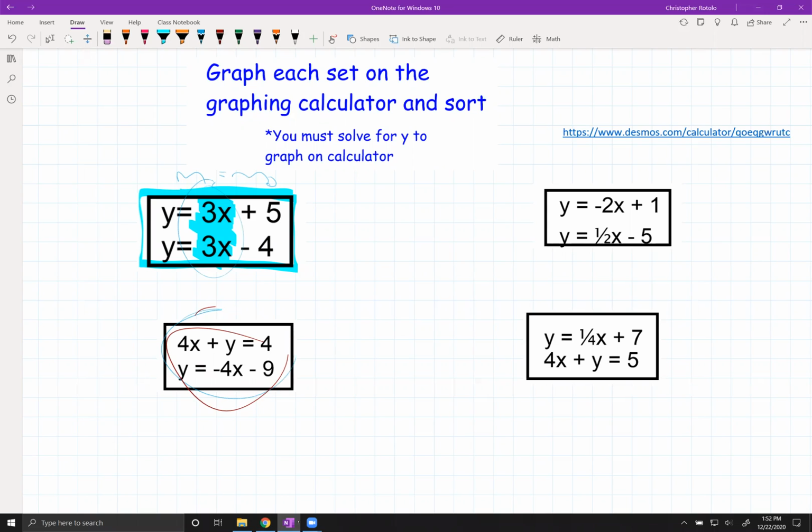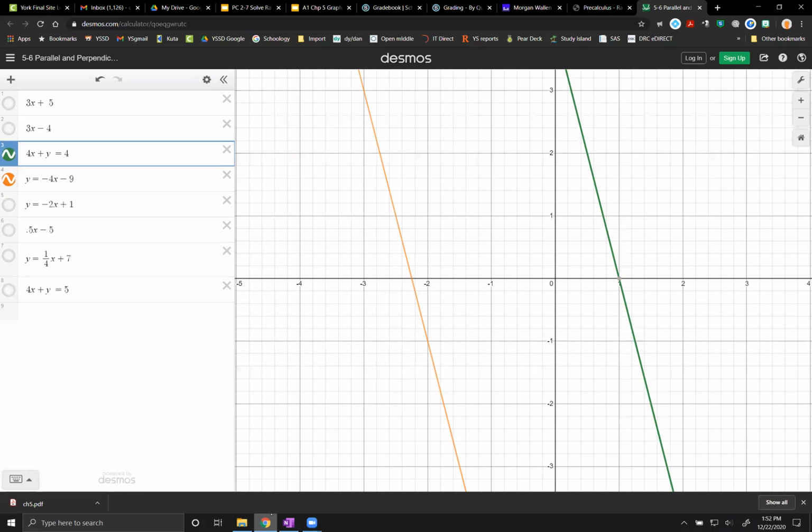For the top one, I really can't tell what the slope is just yet until I subtract this 4x over. And that's why that was part of your review. Negative 4x plus 4, and I have negative 4x minus 9. So these are again going to be parallel lines, and that's exactly what we see here. Notice the equation just had to be rearranged.